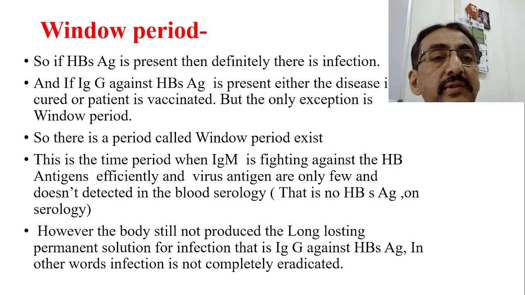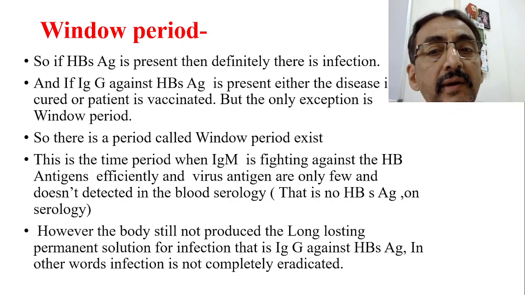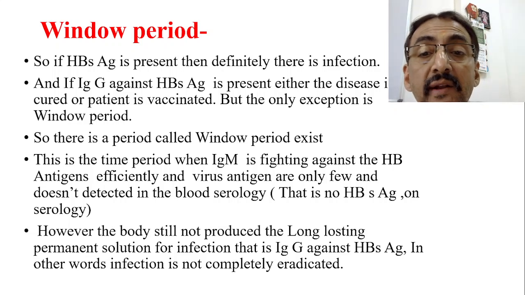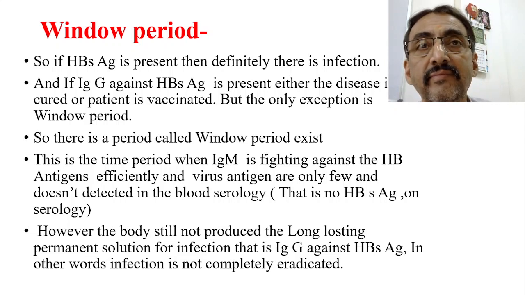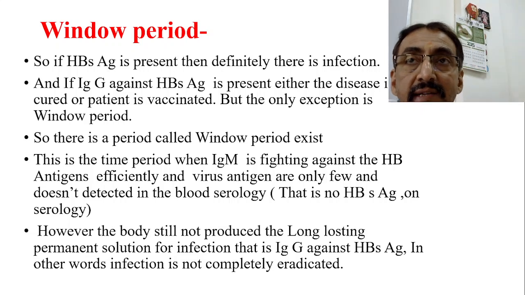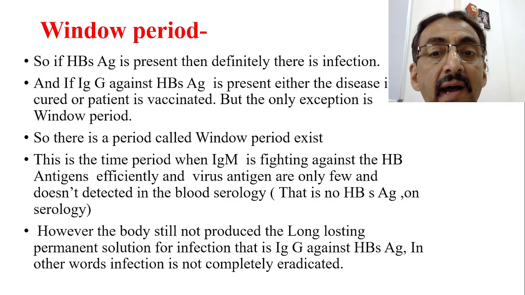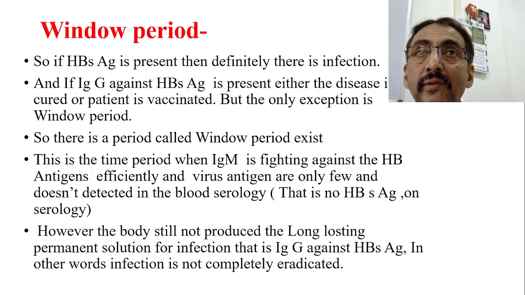But there is only one exception, that is the window period. What do you mean by window period? There is a period called the window period. This is a time period when IgM is fighting against the hepatitis B virus antigens efficiently, and the virus antigens are only few and not detected in the blood serology. So this is a period where IgM is fighting, viral antigens are only few, and IgG has not yet started producing. The body has still not produced it. This is the window period.